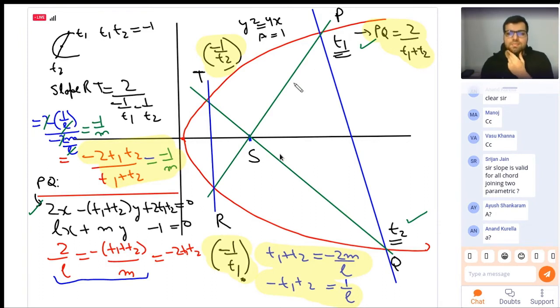Then it was also given that the equation of PQ is Lx plus My minus 1 equals 0. So I could compare them. Here I got the T1 plus T2 and T1 T2 values. Now what we have to find is the slope of RT.